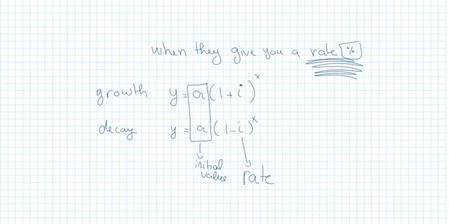So the rate, if they give you, let's say, 5%, you're going to have to plug it in as 0.05, because 5% divided by 100 gives you 0.05. So your i has to always be in decimal, not in percent.